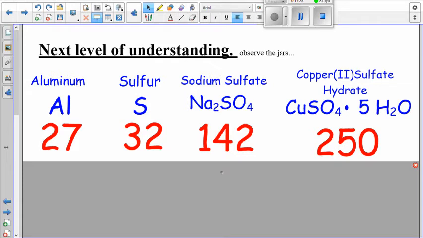I wanted to have the same container for all these, otherwise it would've been less fun. Now, sulfur, 32 grams per mole. Okay, here's 32 grams of sulfur. Smells really bad, by the way. Sodium sulfate, you need 142 grams of that to get 1 mole. Yes, it does. It stinks.